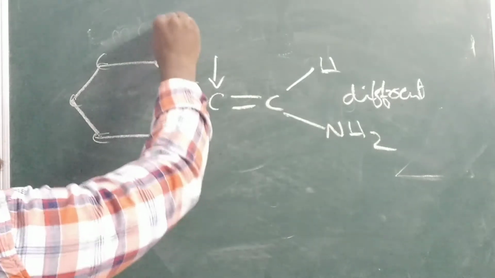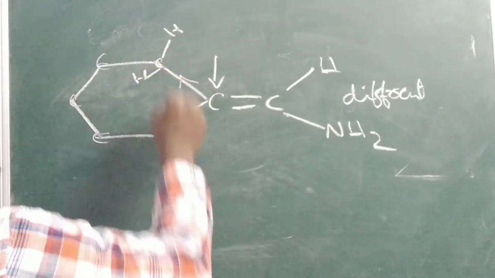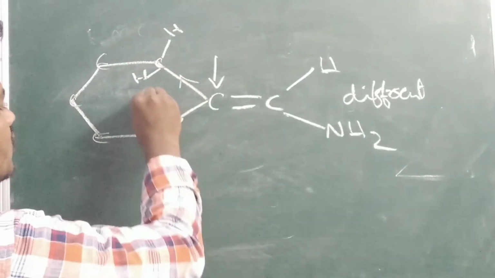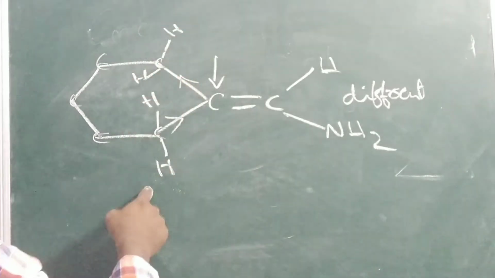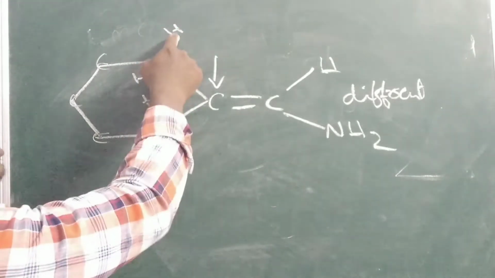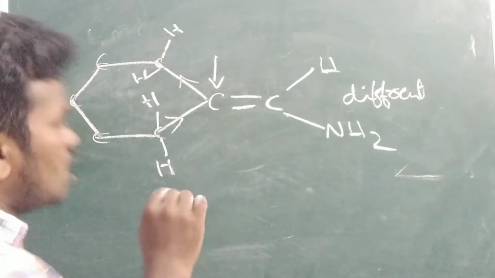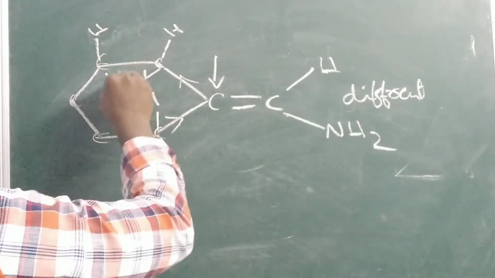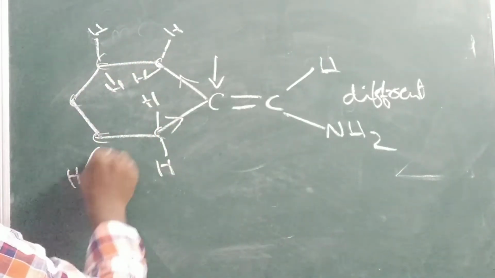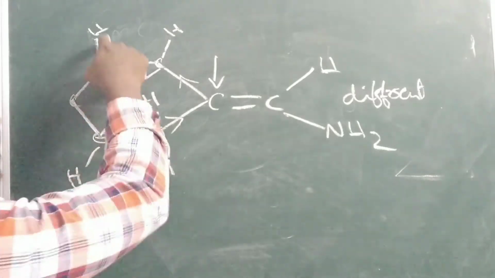So here what is there? Hydrogen is there, hydrogen is there. Here hydrogen is there, hydrogen is there. Top to bottom: hydrogen, CH, CH2, CH2, not the same type of groups. Here also you can take H. Here also you can take H. Okay, same type of group.